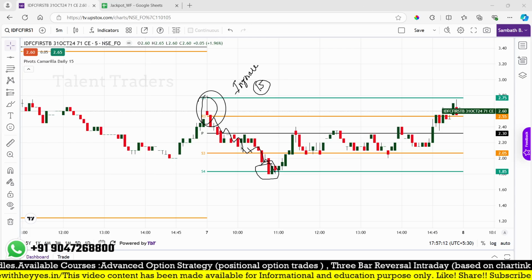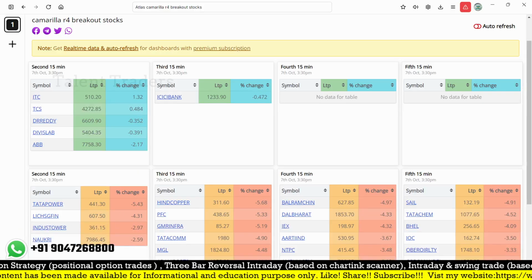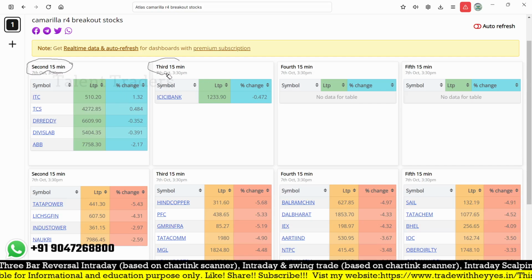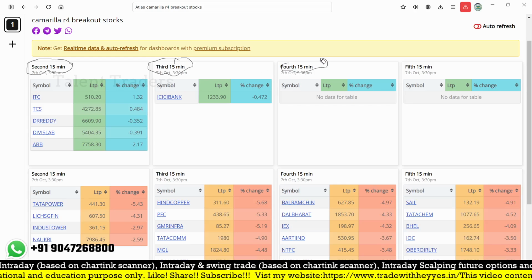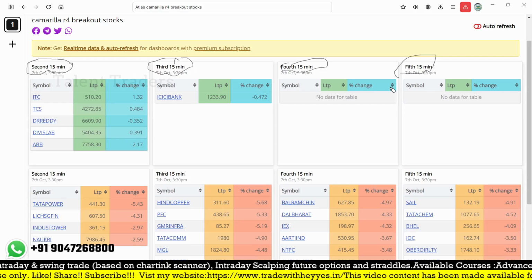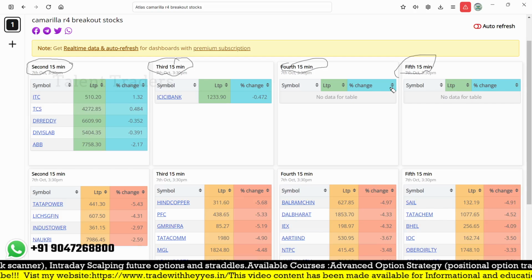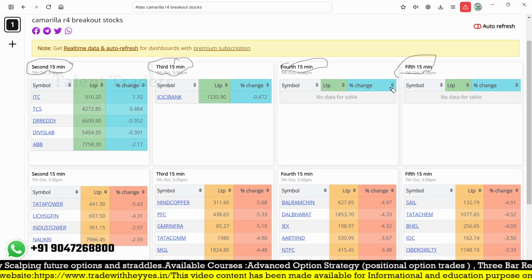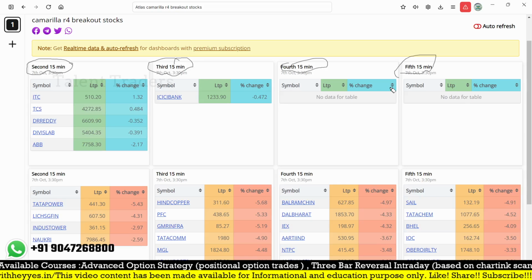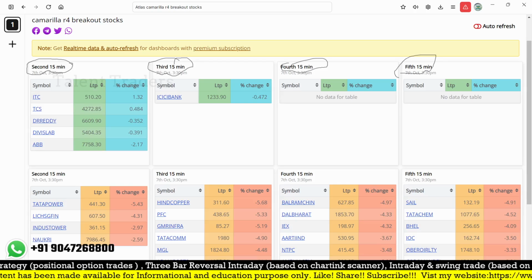That is why we created the dashboard, which shows you from the second 15-minute candle. It will tell you the second 15-minute candle, the third, the fourth and the fifth. That is almost good enough for taking one or two trades in intraday. Based on the Camarilla R4 breakout level, you can simply use this dashboard to find out which side has more stocks breaking the R4. We can even easily identify the trend.